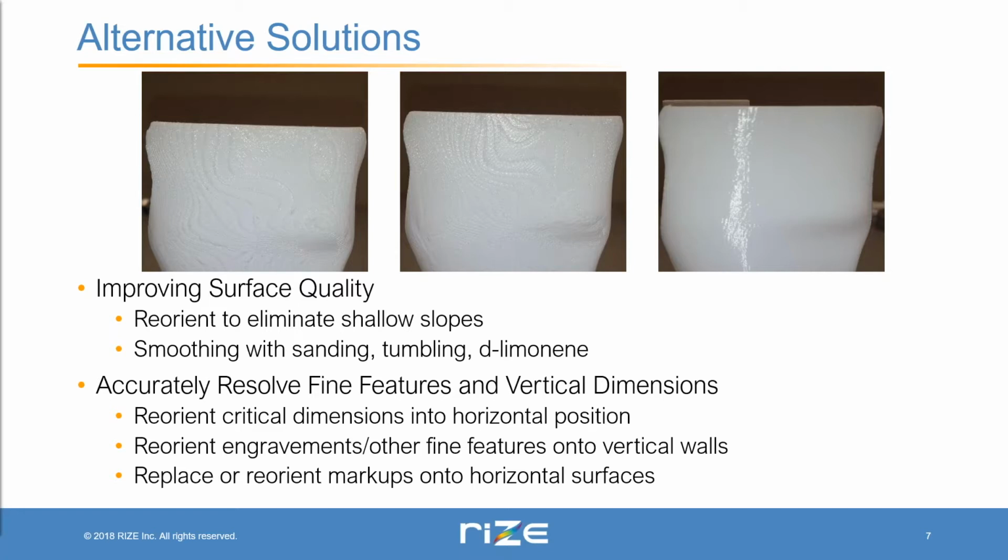And finally, regarding markups, it's sometimes useful to place the markup onto a horizontal surface, a fully horizontal surface rather than a slightly sloping one, or to reorient the part itself. And this can help eliminate some of the stepping that might be reducing the quality of a markup.